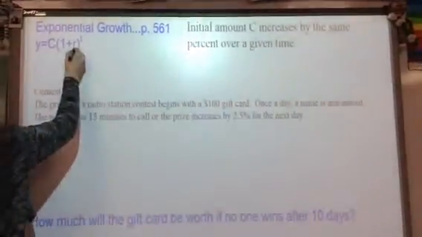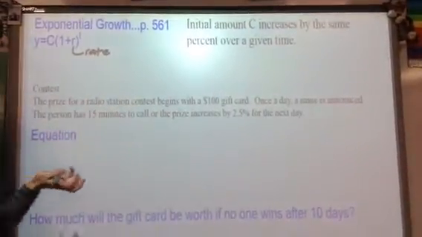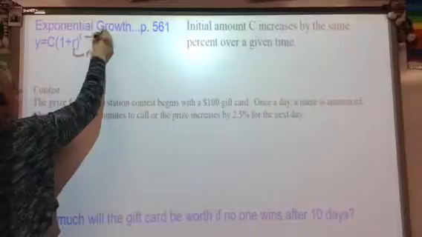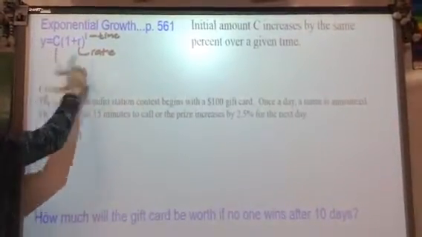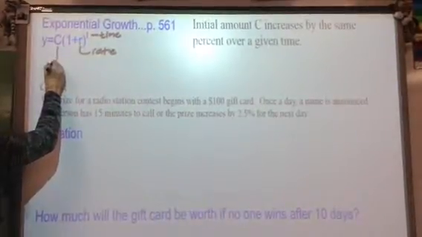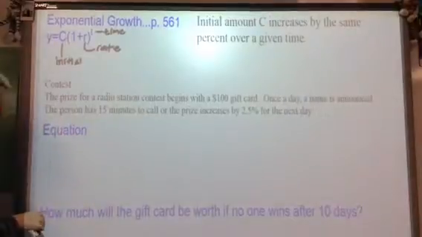And I'll have this in your notes as well, but the r is going to be your rate, and that's going to be your percent as a decimal. And then t obviously stands for time, and so your time is going to be your power. And then the c, as it says in the definition there, is your initial amount. So it's going to be the initial amount that you're going to increase.